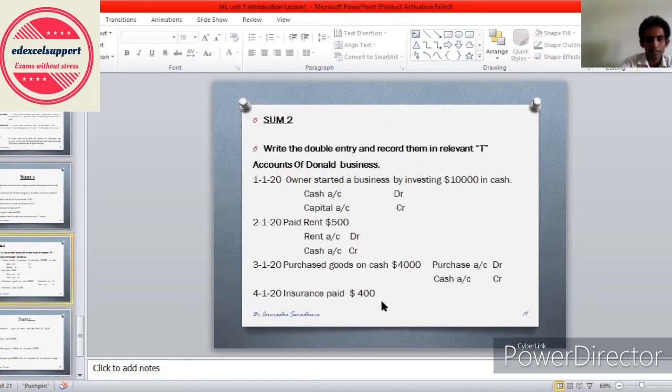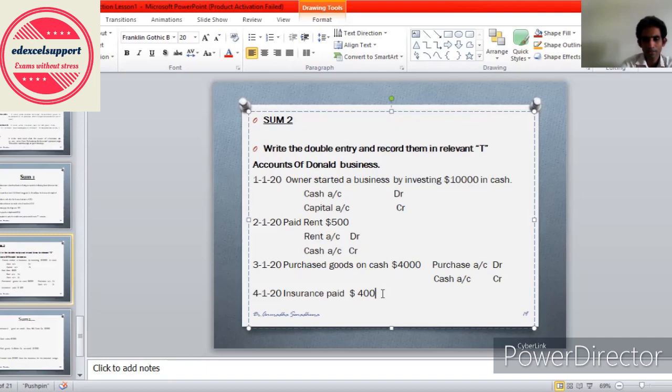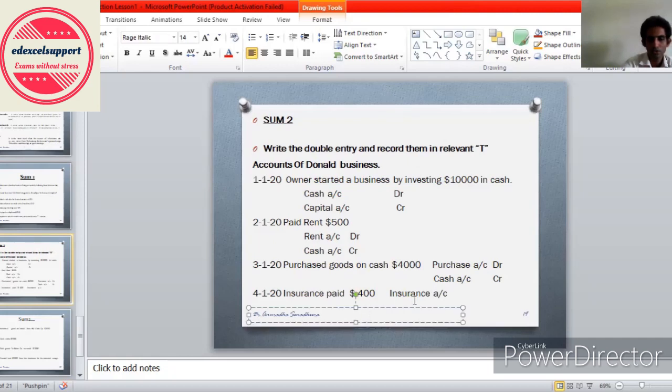So the next one is paid insurance. Paid insurance, $400. So your two accounts should be there. One is the insurance account, one is an expense account. The other account should be cash.